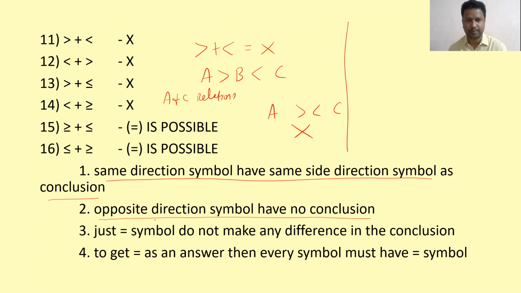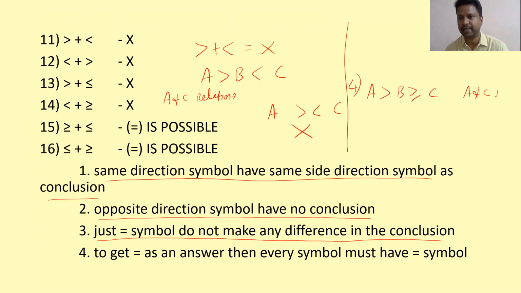And next point, last point. So third point is what? Just equal to symbol, do not make any changes in the conclusion, so we can ignore it. And fourth point, to get equal as one of the answers, every symbol should have equal sign. Very, very important. To get equal as one of the answers, every symbol should have equal sign. I'll give example. See this, A is greater than B, greater than or equal to C. Now I want to get relation of A and C.